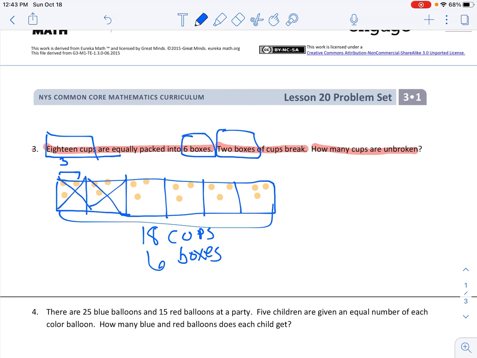This one's broken and this one's broken. Can't use those cups anymore, they're broken. So how many cups are unbroken? How many do I have left in these boxes that are not broken? 1, 2, 3, 4, 5, 6, 7, 8, 9, 10, 11, 12. 12 cups are not broken. These cups over here, can't count them.